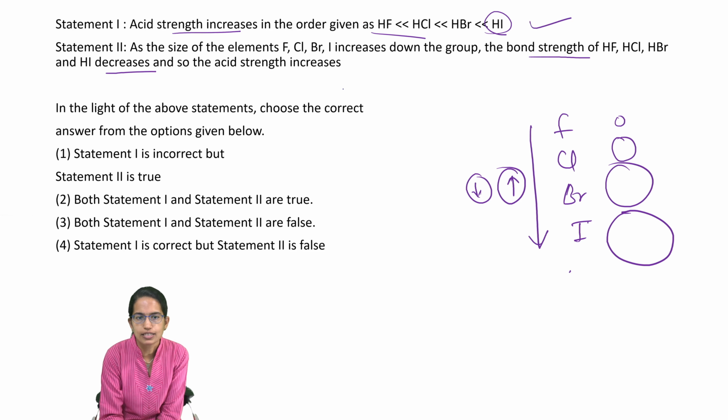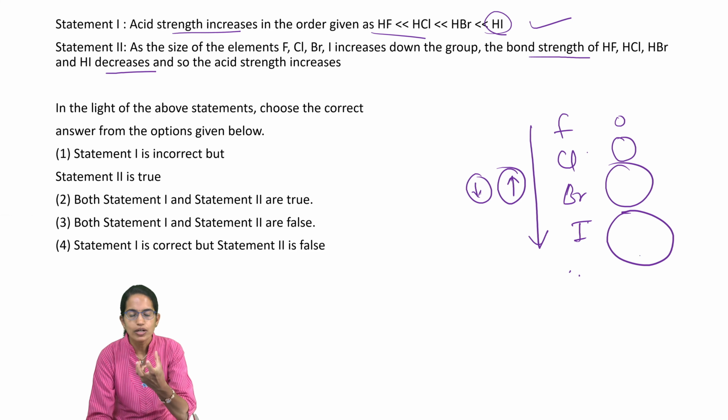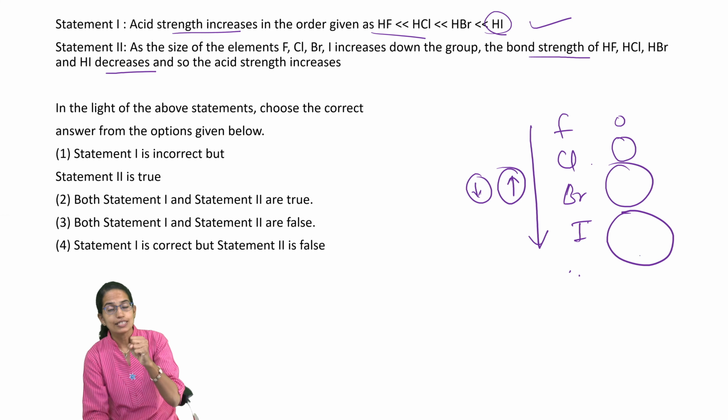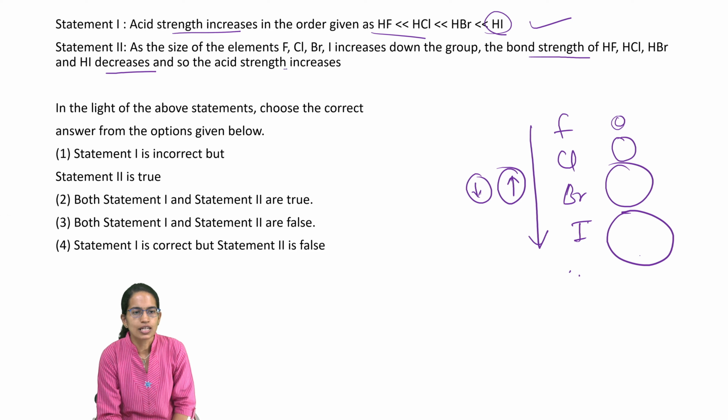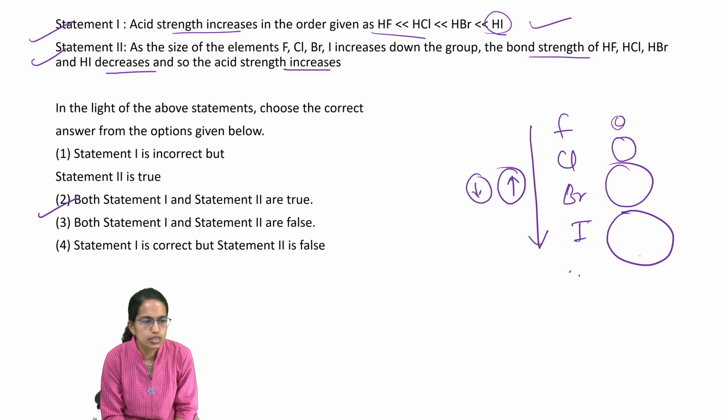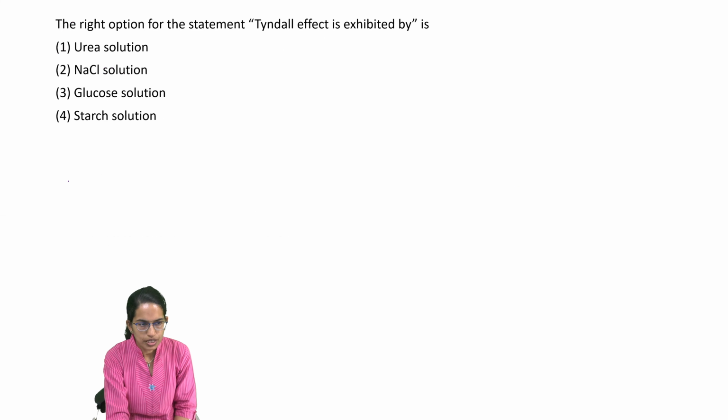And why this increases? Because as we go down, the size of the element would increase. When the size would increase, the bond strength would get less, because the closer the atom, stronger the bond strength. Now as the bond strength reduces, definitely the acidity would increase. So statement 1 is correct and statement 2 is correct. So both statement 1 and 2 are the correct answers.